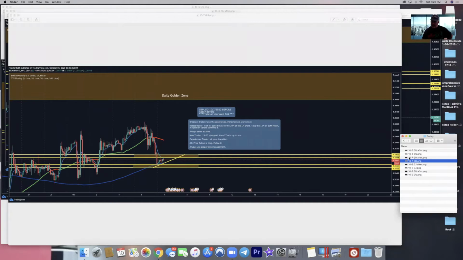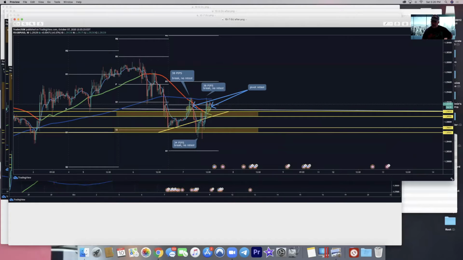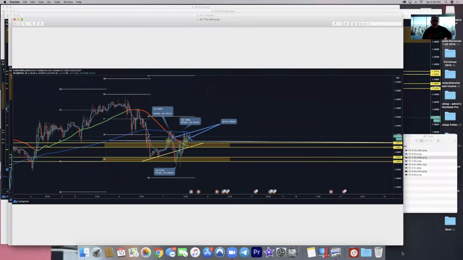Okay, let's see what we got. Results. Here we go, guys. Let's see what we got. It broke to the top, creating 38 pips. No retest, right? This was a frustrating week when it comes to the retest. No retest on most of the action.